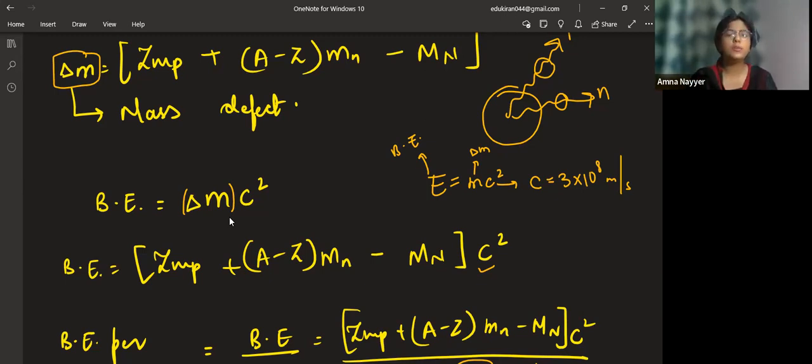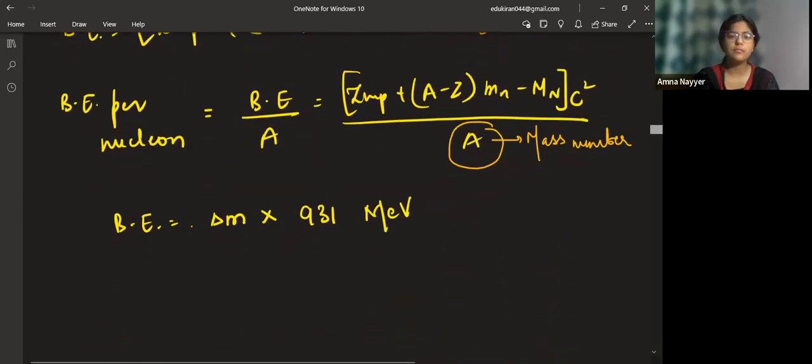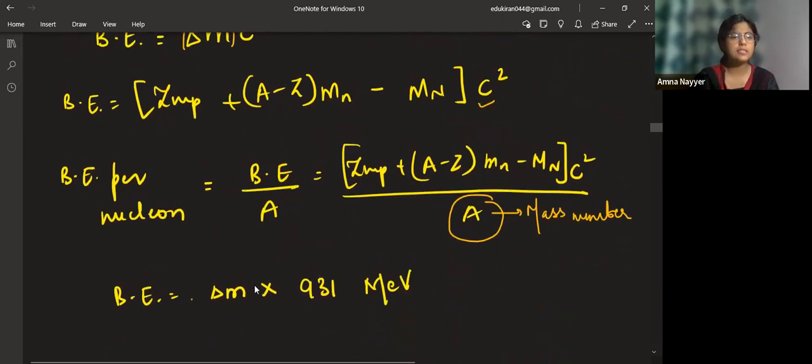Now, one thing you can do: instead of taking c² as (3 × 10^8)² and multiplying it with the mass defect you have obtained, you can directly multiply the mass defect by 931 MeV. Whatever mass defect you have obtained, you just multiply it with 931 MeV. That will also give the same answer.